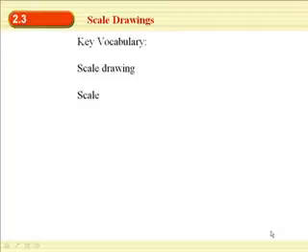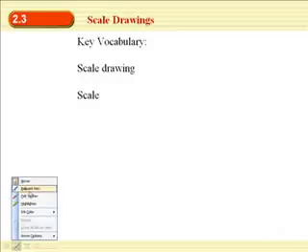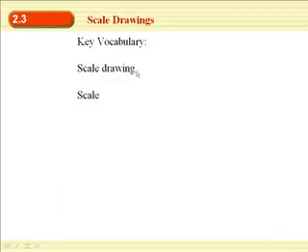Alright, this is 2.3 for 6th grade. This is page 72 in your book. So if you'd open up to page 72, let's get some notes started here. We have scale drawings, and scale drawings are defined on page 72, about in the middle.